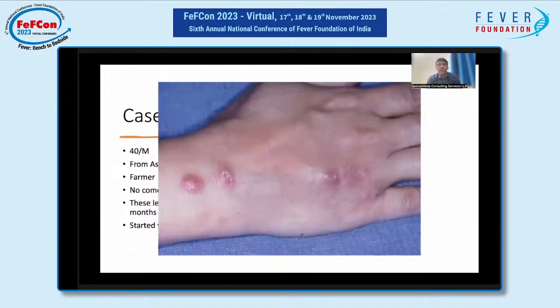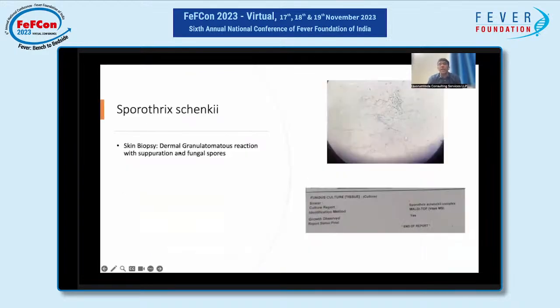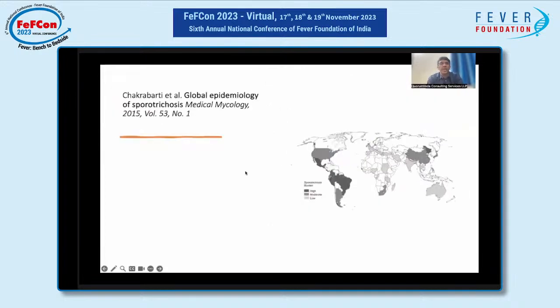This is a different entity. This is the biopsy. A patient, a farmer with a skin lesion. This is a biopsy, and the report was sporotrichosis, a typical skin lesion, especially following an injury, maybe a thorn injury in a farmer, or other occupation. Don't forget about sporotrichosis, and see the epidemiology of sporotrichosis.